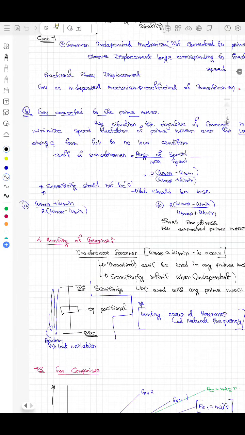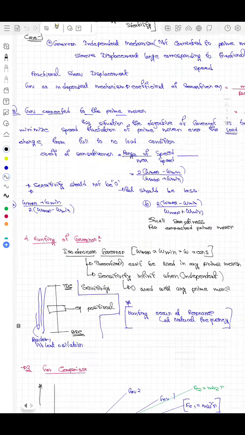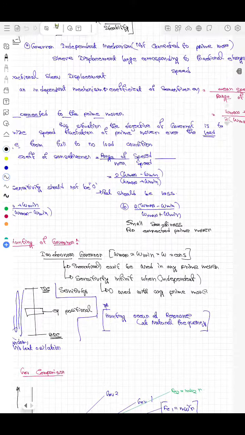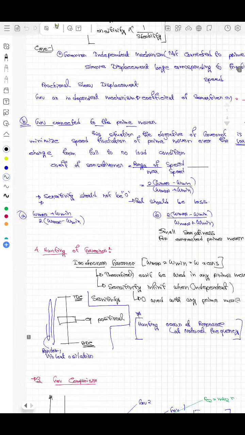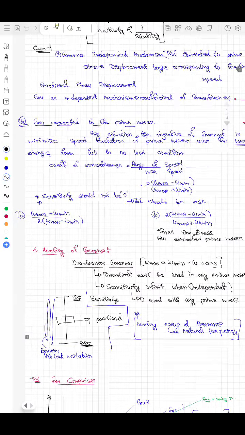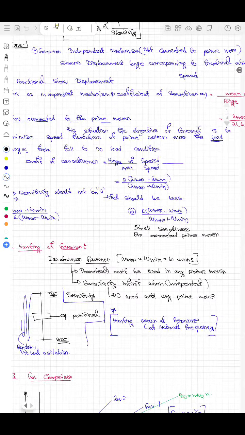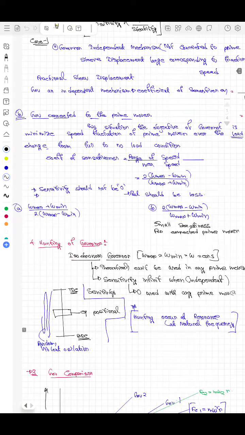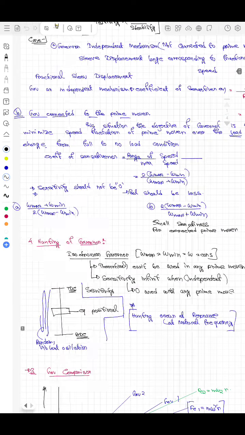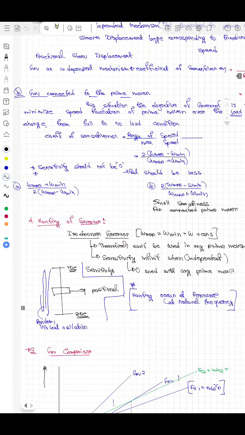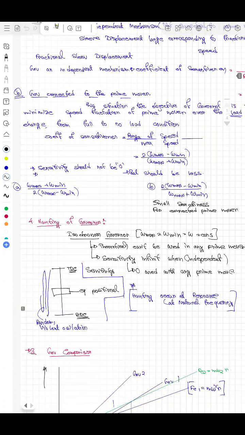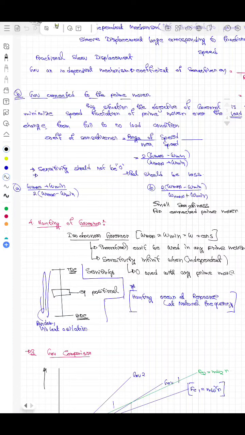The second case is when the governor is connected with a prime mover. In this situation the governor has to minimize the speed fluctuation, changing from full load to no load condition, so for any load we have to minimize the speed fluctuation. Then the coefficient of sensitiveness is the range of speed by the mean speed, the opposite of the previous one. That is 2(ω max − ω min), the range, divided by (ω max + ω min), which is twice the mean speed.